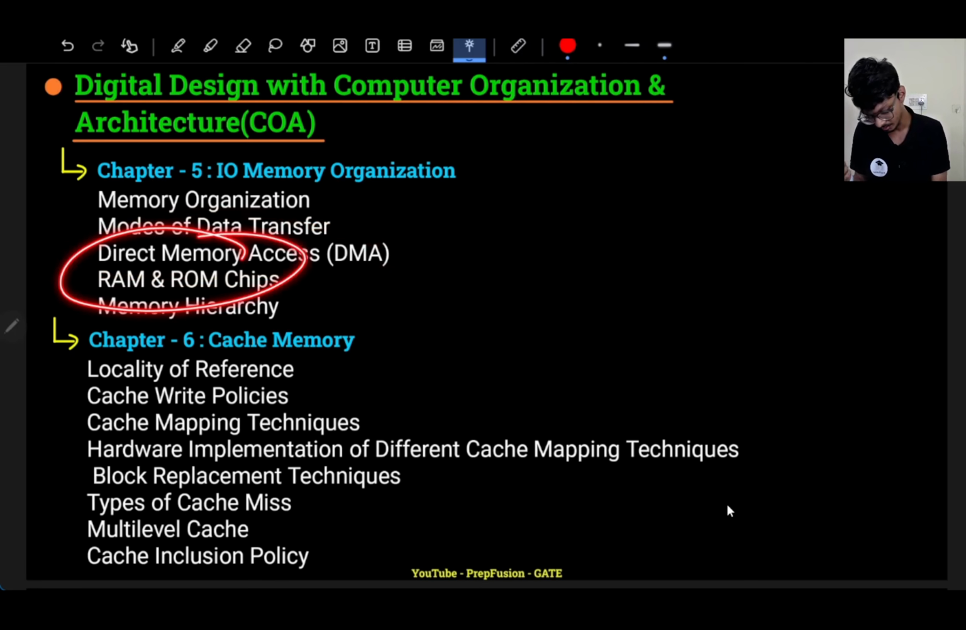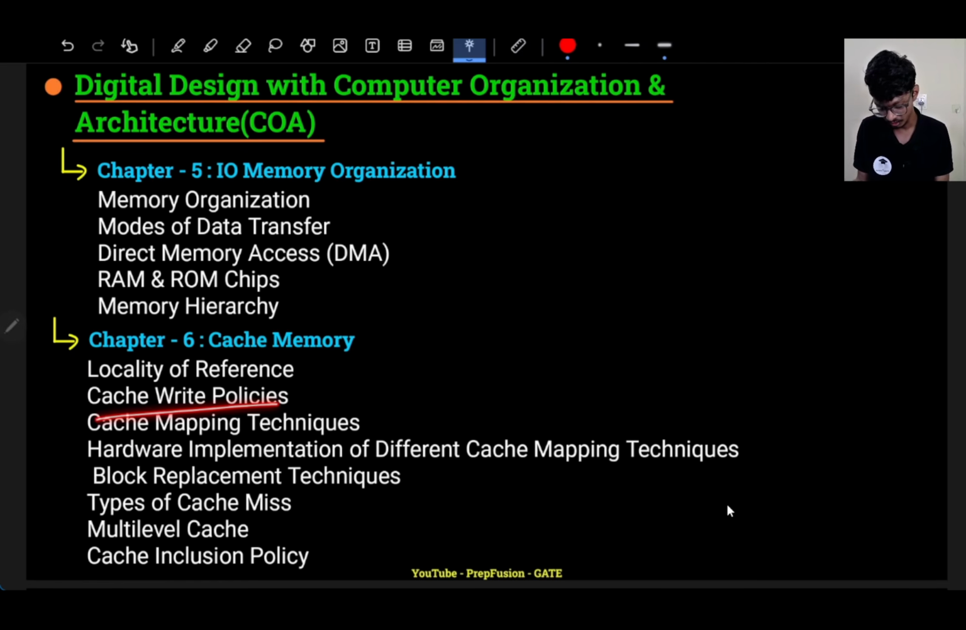Then of course we have covered our RAM ROM chips here as well, and memory hierarchy also. And then cache memory, the most important chapter for placements. We have discussed everything in full detail with practical aspects. I have opened my computer taskbar and shown you exactly where cache memory is located, why cache memory is required, and what we mean by locality of reference. Very great examples we have taken. If you just watch the video you will see.